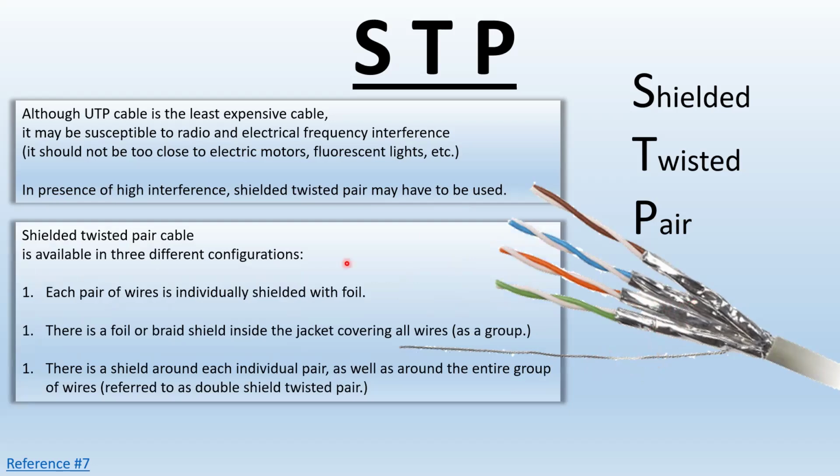The shielded twisted pair can come as follows. Shielded twisted pair is available in 3 different configurations. Each pair of wires is individually twisted with a foil, or there is a foil or braid, not each individual one, but there's one foil that surrounds them all as a group. Or sometimes when you need really, really good protection, the cable comes in a way that each individual pair is wrapped, and on top of that there's one main one that wraps them all.